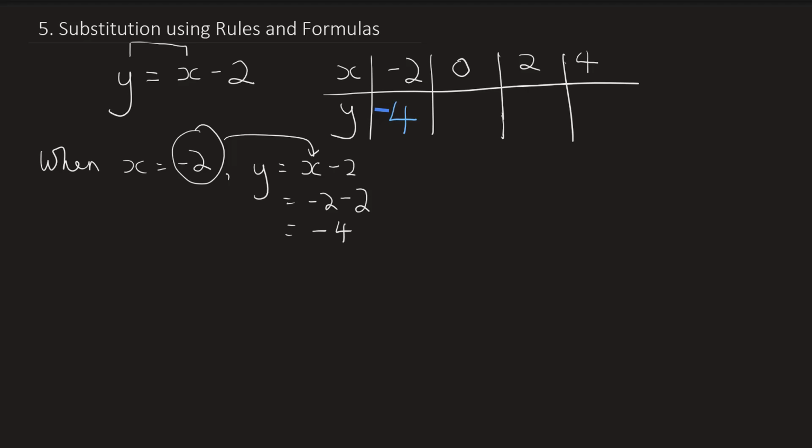Let's find out the y value when x is equal to 0. So again, let's write out the formula. y is equal to x minus 2. We'll substitute x equals 0 in. So it becomes 0 minus 2, and my answer is minus 2. Let's pop that in here.